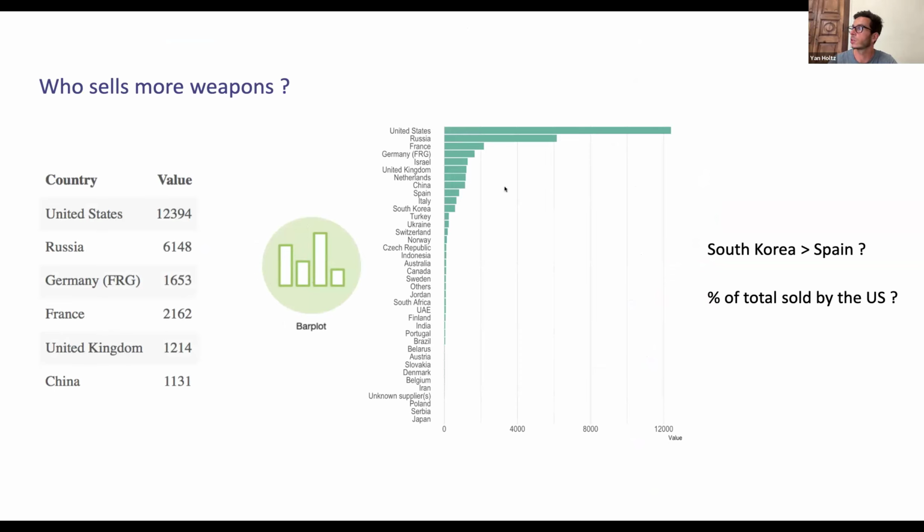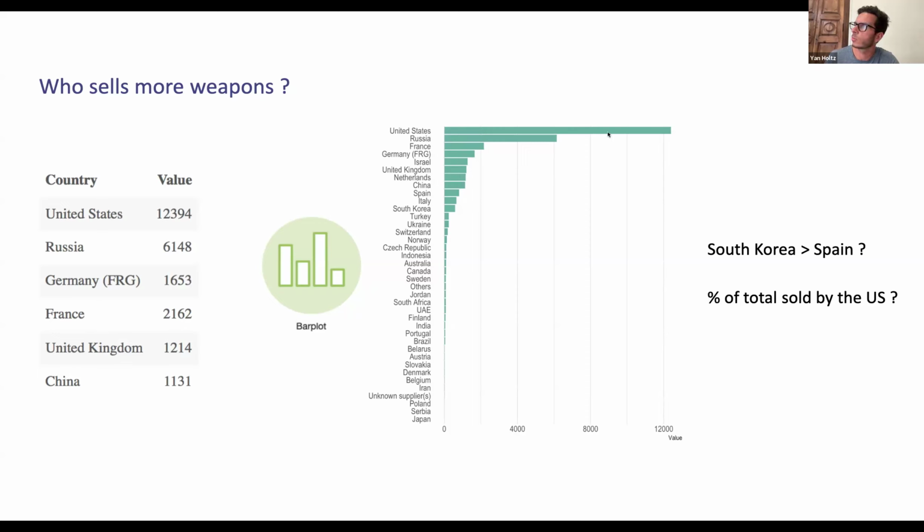Here, it's very obvious that United States is first. And if I ask you who's the biggest weapon seller between South Korea and Spain, it's going to be very easy to check the graph and understand who's on top and who's at the bottom and understand the rank. However, if I ask you what's the total weapons sold by the United States, that's going to be very complicated to answer.